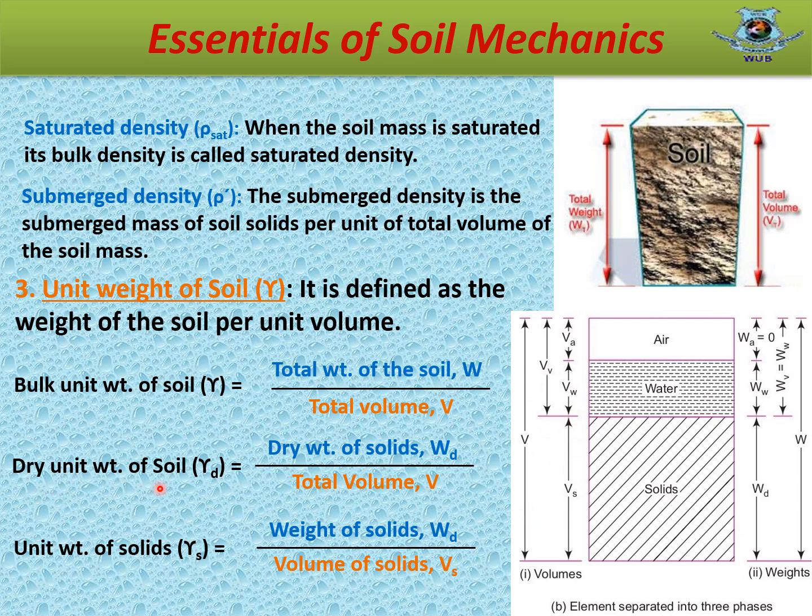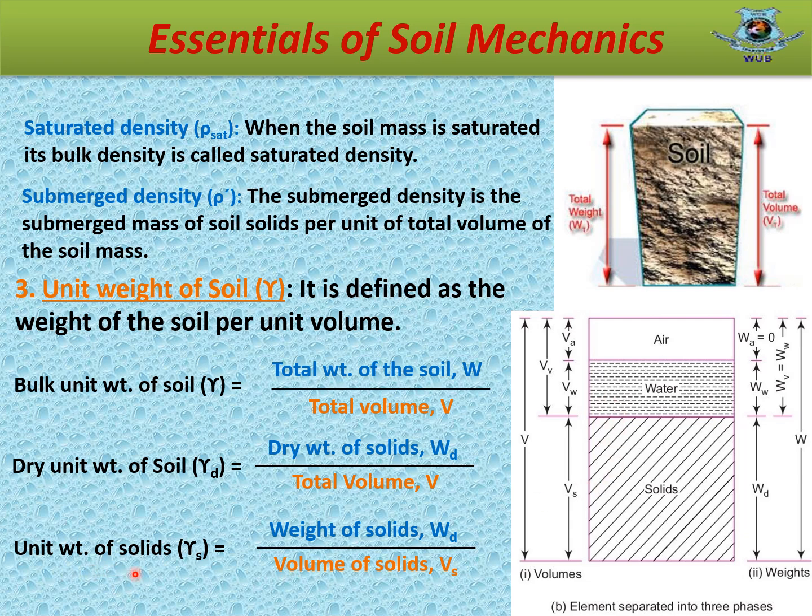Dry unit weight of soil gamma D. The dry unit weight is the weight of solids per unit of its total volume of the soil mass. So we can say dry unit weight of soil gamma D equal to dry weight of solids WD divided by total volume V.